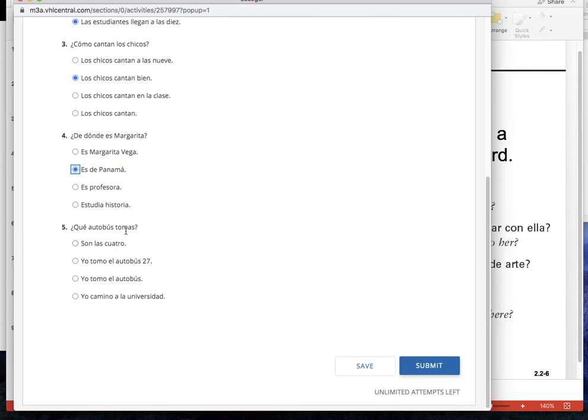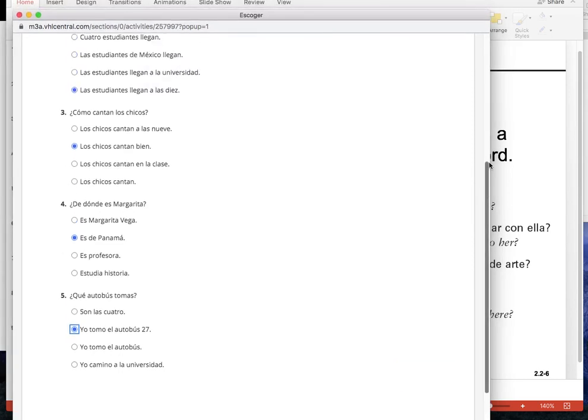Okay, last one. ¿Qué autobús tomas? Here are the options. Son las 4. Yo tomo el autobús 27. Yo tomo el autobús. Yo camino a la universidad. Pause. And we're back, and of course the only answer that works here is Yo tomo el autobús 27. Why? Because it's asking you what bus you take. We're interested in what exact, like the bus number, right? And you're saying, I take bus number 27.